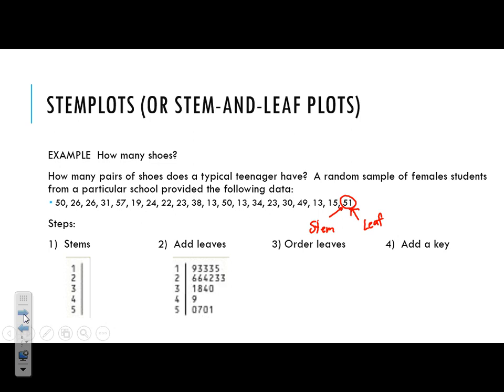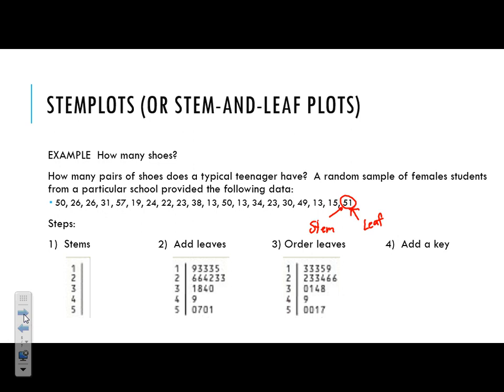You can see we're starting to see a distribution of data. Now, just to help us out here, we want to order those leaves within each of their stems. And so our final stem plot is going to look like this. And you can see the leaves are ordered. If I turn my head to the side a little bit, we can see its distribution begin to emerge.